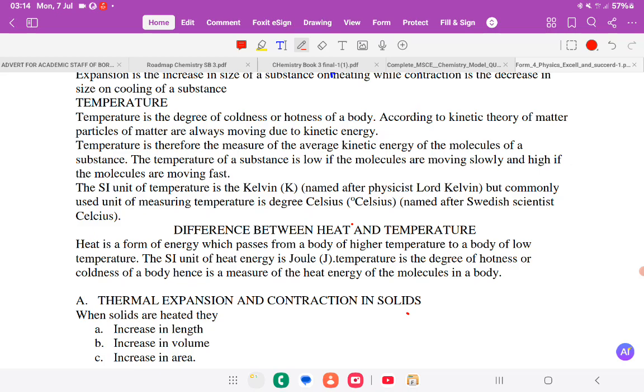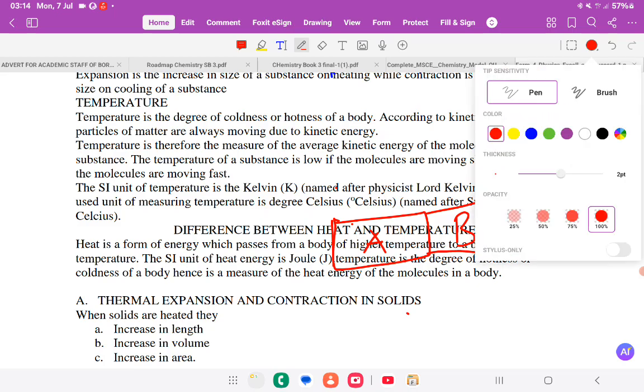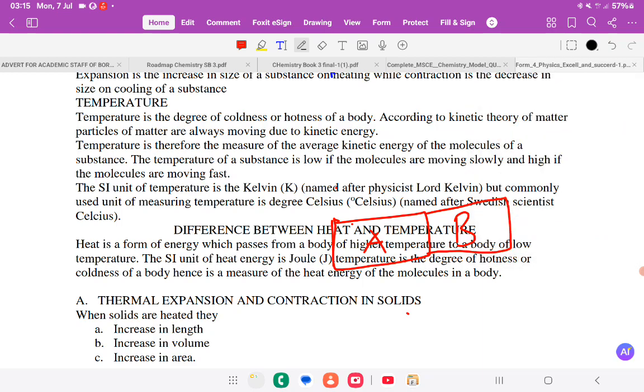All right, so let's suppose that we have two bodies which are in contact. Call this body A and another body B. These two bodies are in thermal contact with each other. Suppose body A is at a temperature of 25 degrees Celsius and body B is at a temperature of 45 degrees Celsius.